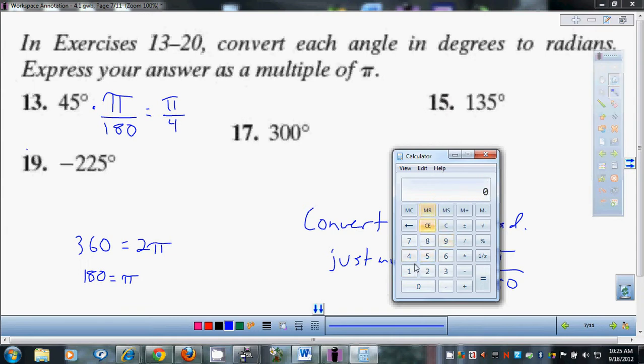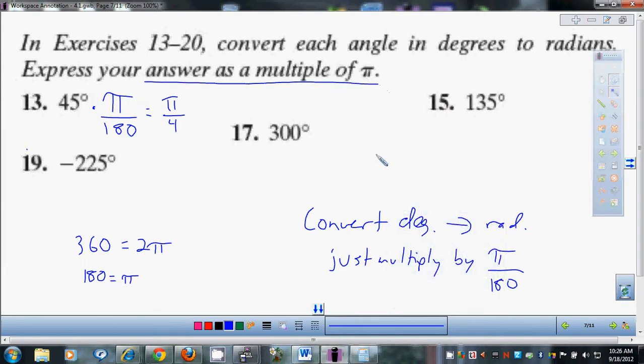45 divided by 180, the computer says, is 0.25 or 1/4. I don't think I can convert to fractions on this one. Yeah, exactly. So it's 1/4 pi. Yep, it says leave it in terms of pi.